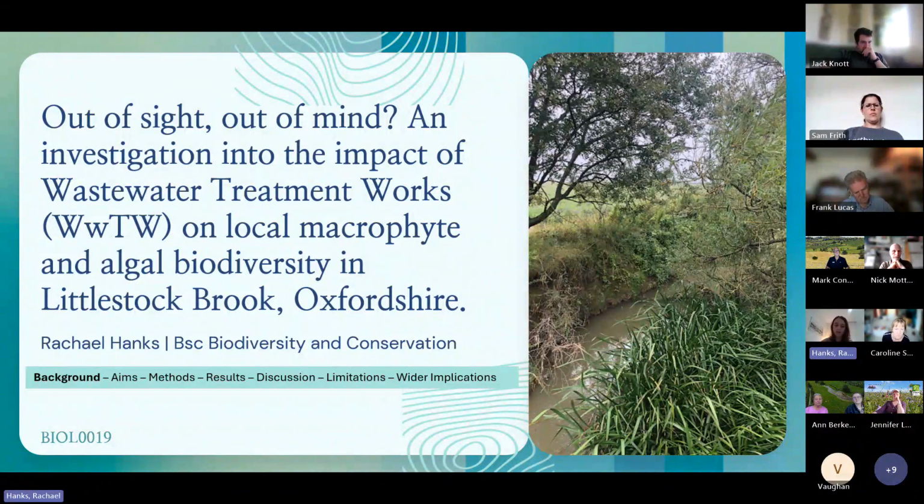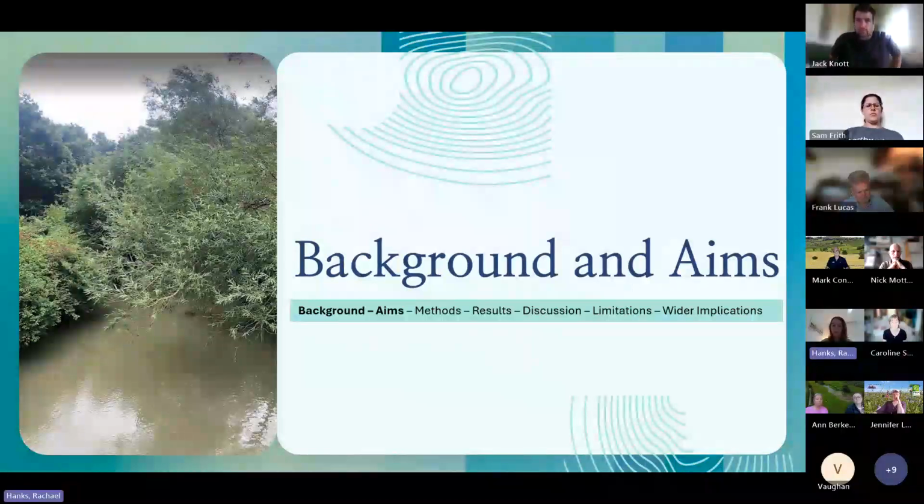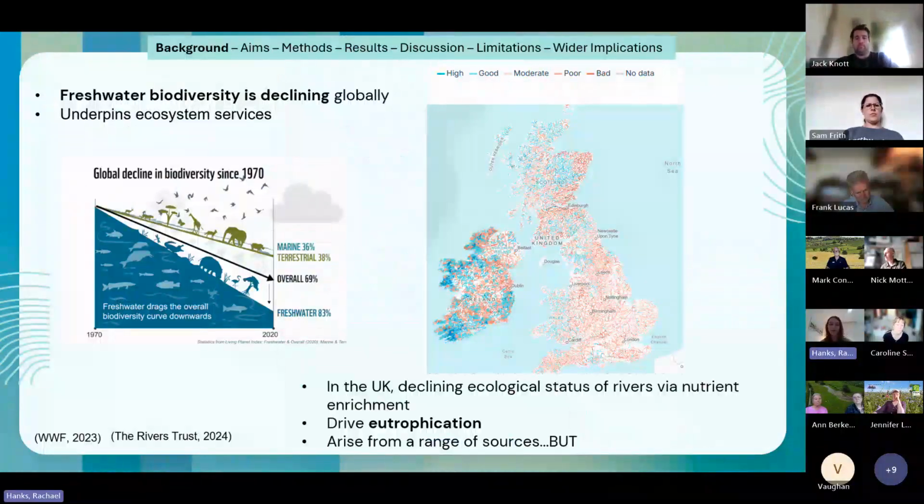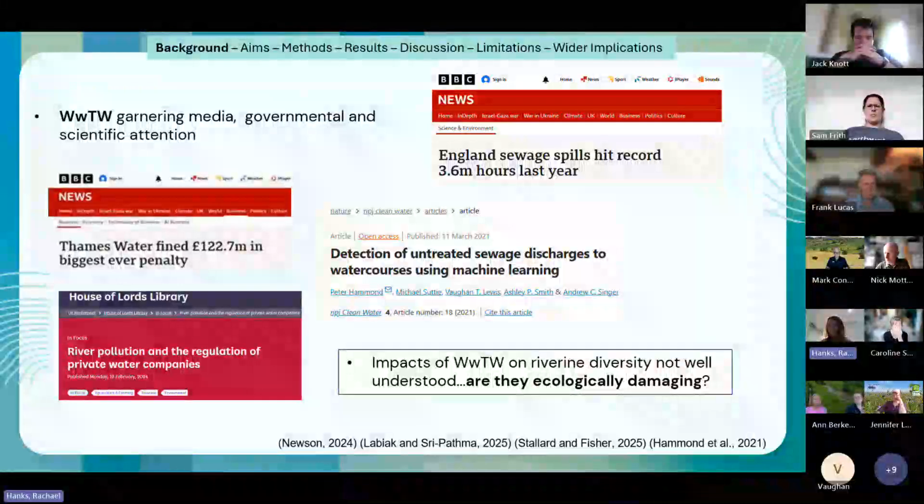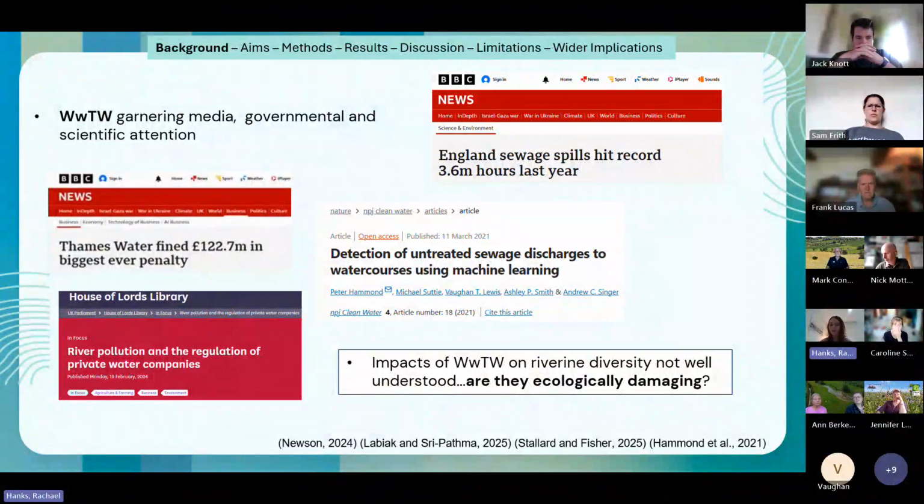the research I did. The background, I'm sure most of you will be quite aware of. It's kind of a general overview. Biodiversity is declining globally with fresh waters. Very, very quickly declining, unfortunately, and in the UK, river status is very poor across the entire length. Eutrophication is a rising source, and wastewater treatment works are evidently in the media nearly daily at this point.